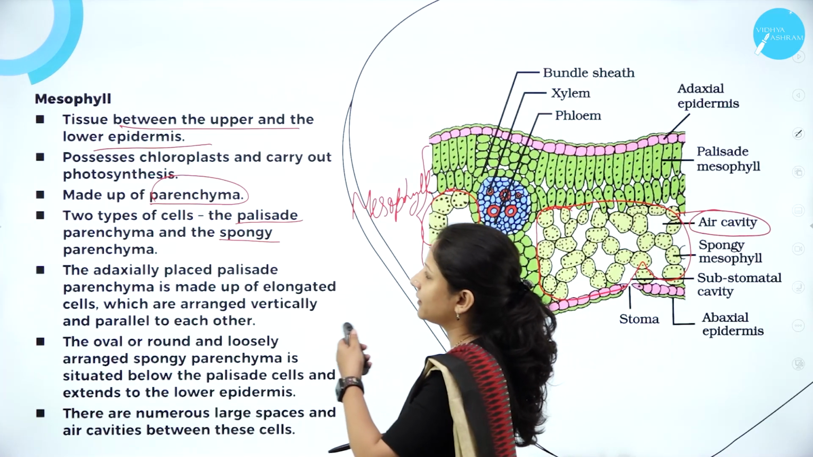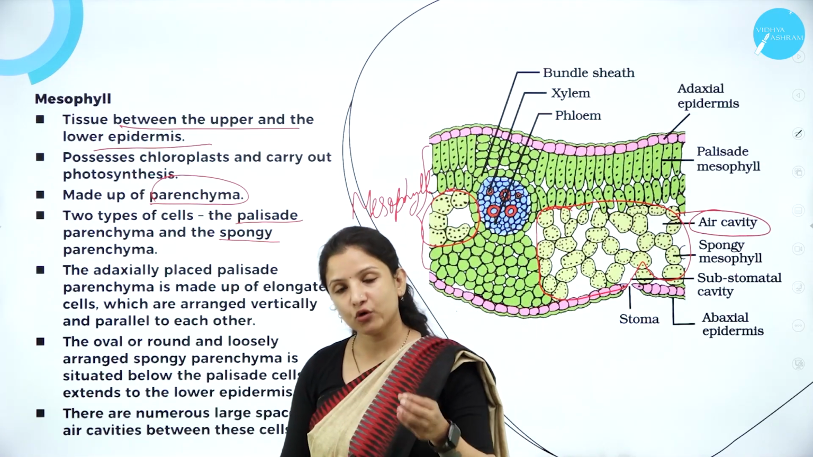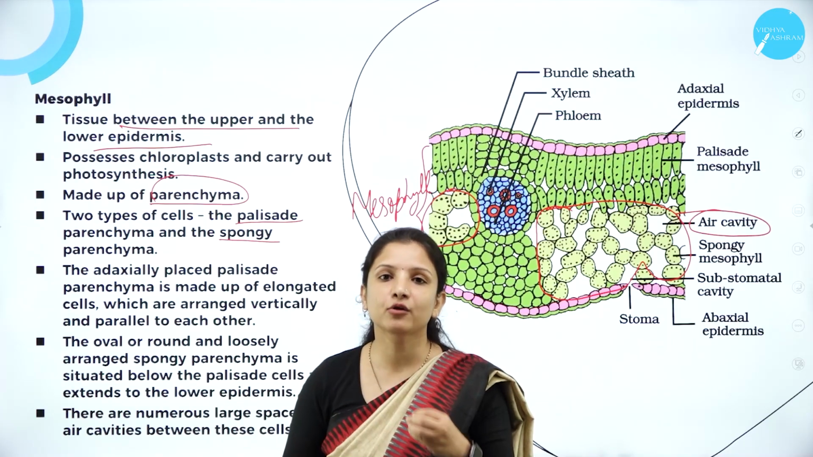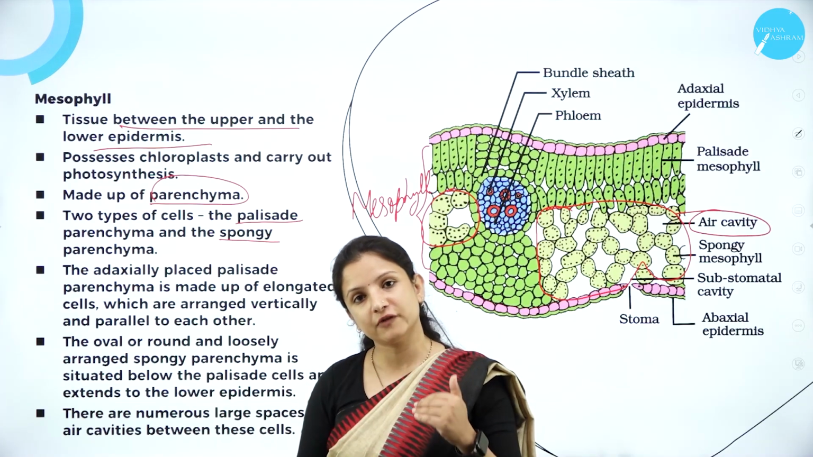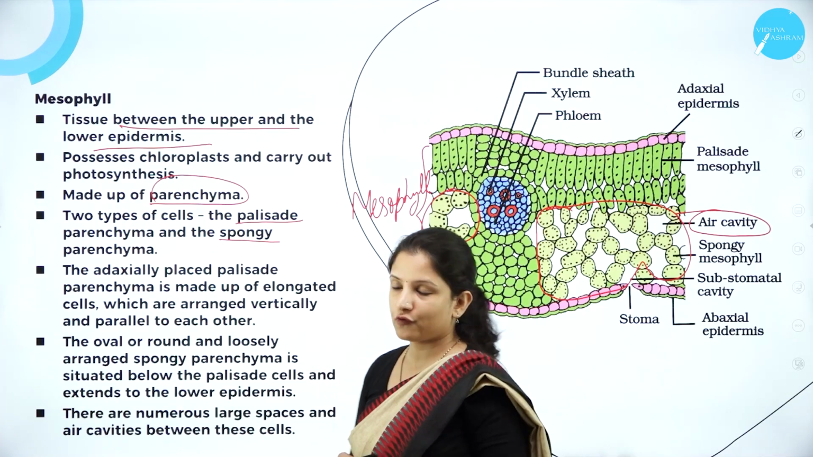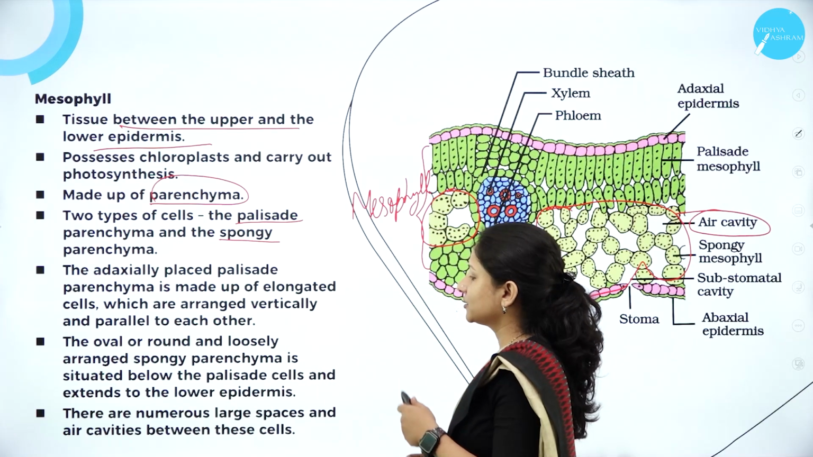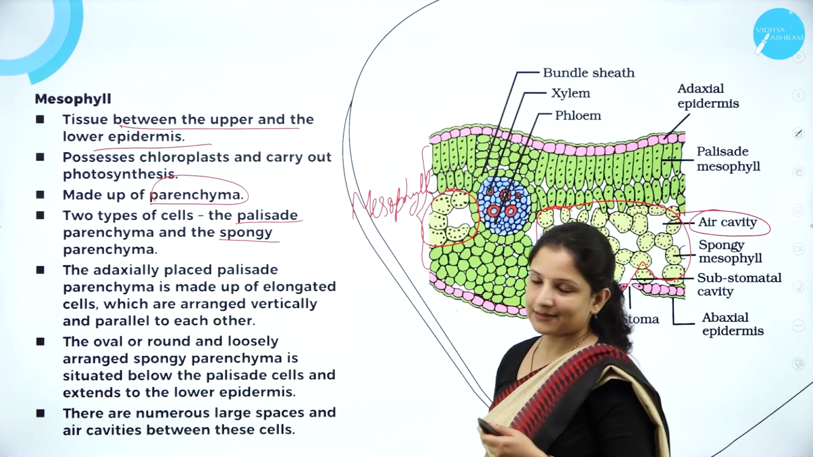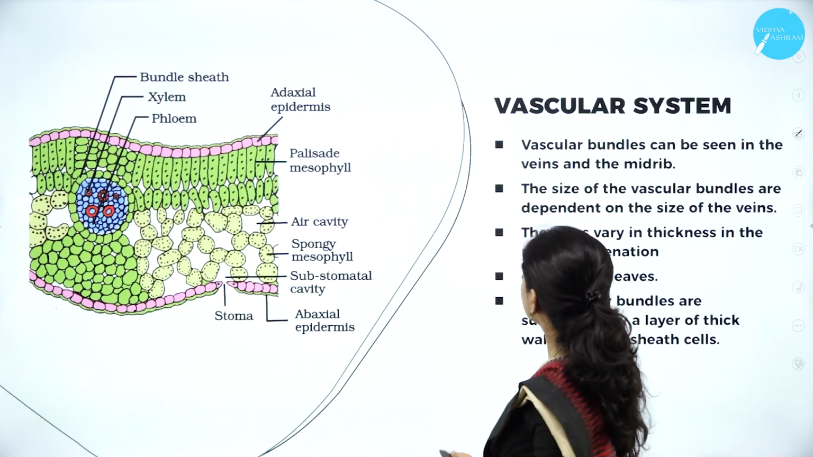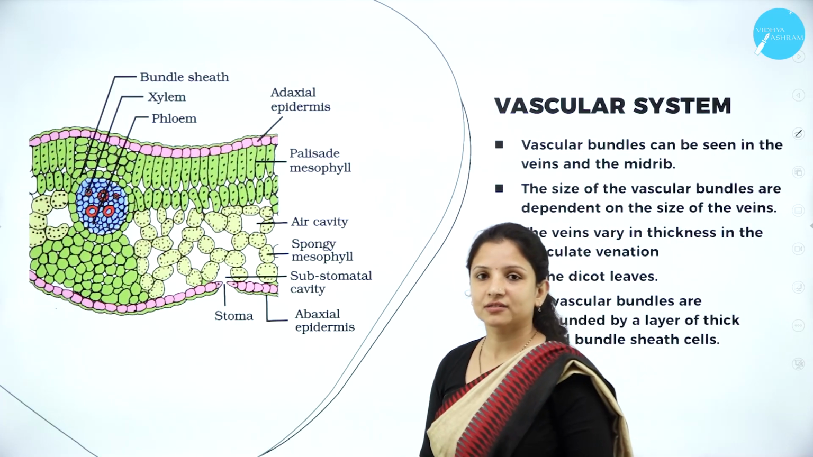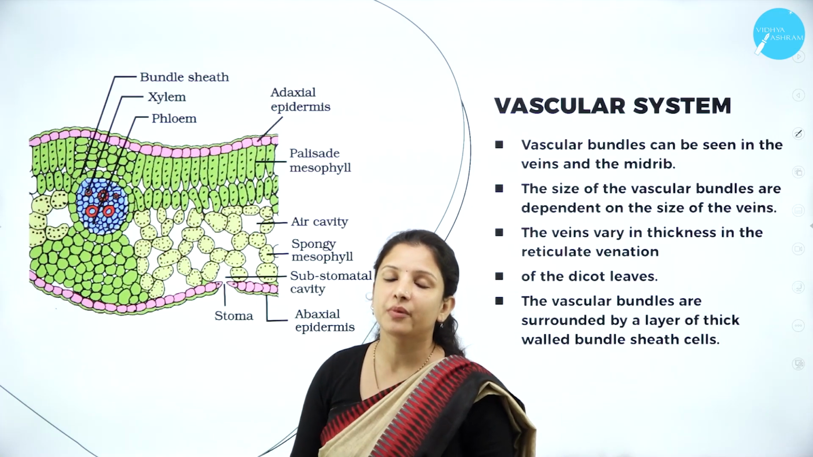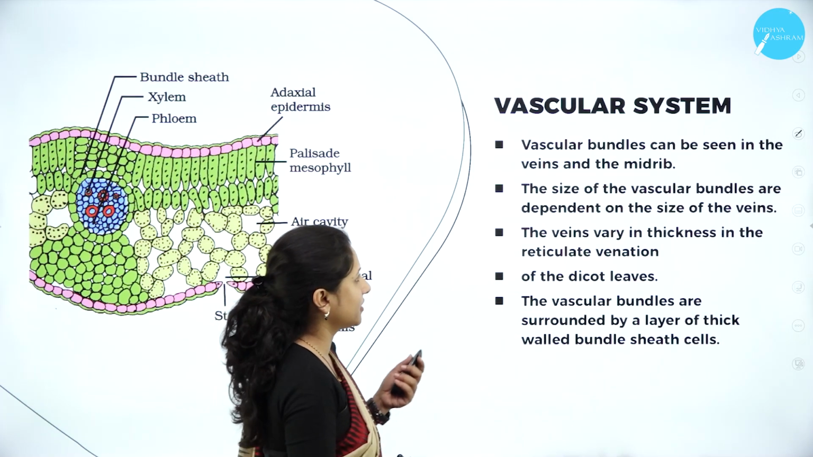So therefore, they are made up of two types of parenchyma, and both of these parenchyma contain chloroplasts, which contain the chlorophyll pigment, which brings about photosynthesis. So this is about the mesophyll cells. Next, moving on to the vascular system. Again, here the vascular system consists of the vascular bundle, which is made up of the xylem and the phloem.